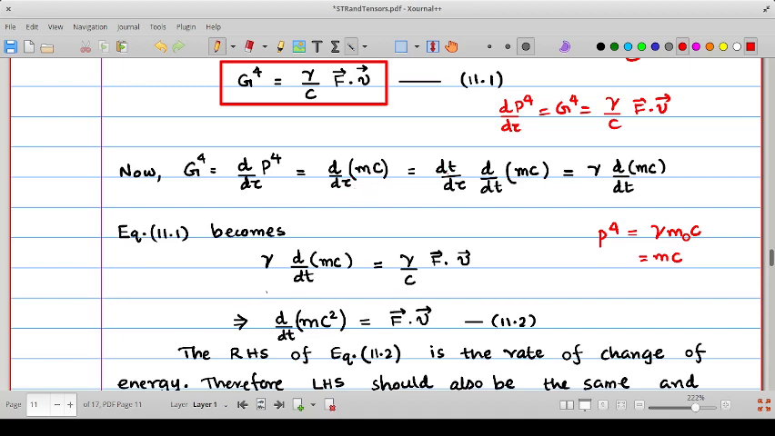But d by d tau can be written as dt by d tau times d by dt of mc, and dt by d tau is gamma, so this left hand side becomes gamma times d by dt of mc. Now, this gamma can be cancelled, and this c can be taken inside. Since c is a constant, I can write it as d by dt of mc square equal to f dot v. But f dot v is the rate at which energy is transferred in that inertial frame.